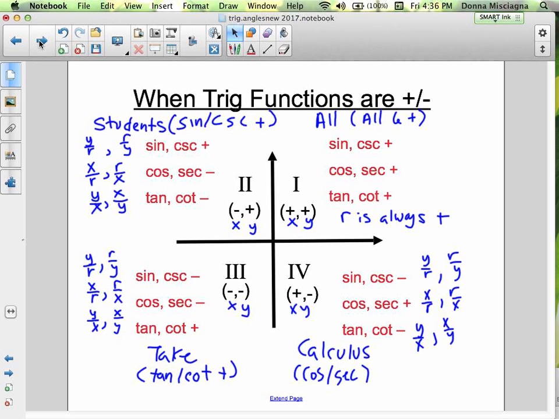All students take calculus. So all are positive in the first quadrant. Sine and its reciprocal, cosecant, are positive in the second quadrant. Tangent and its reciprocal, cotangent, are positive in the third quadrant. And cosine and its reciprocal, secant, are positive in the fourth quadrant. Little mnemonic device there for you.